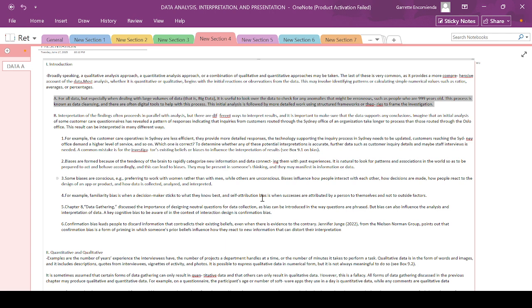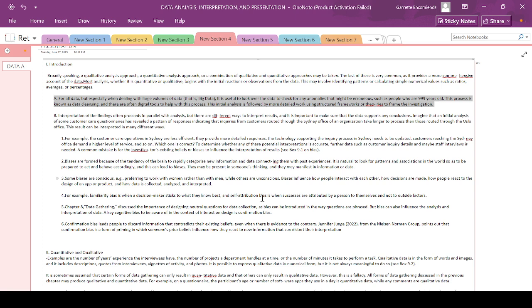This result can be interpreted in many different ways. For example, the customer care operatives in Sydney are less efficient. They provide more detailed responses. The technology supporting the inquiry process in Sydney needs to be updated. Customers reaching the Sydney office demand a high level of service, and so on. Which one is correct? To determine whether any of these potential interpretations is accurate, further data such as customer inquiry details and maybe staff interviews is needed.